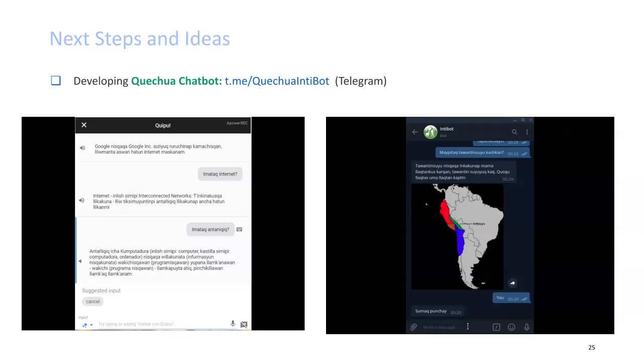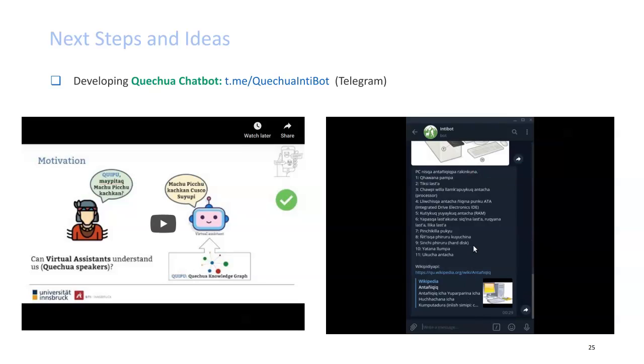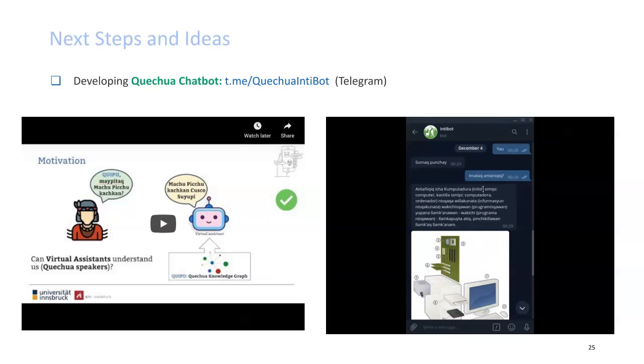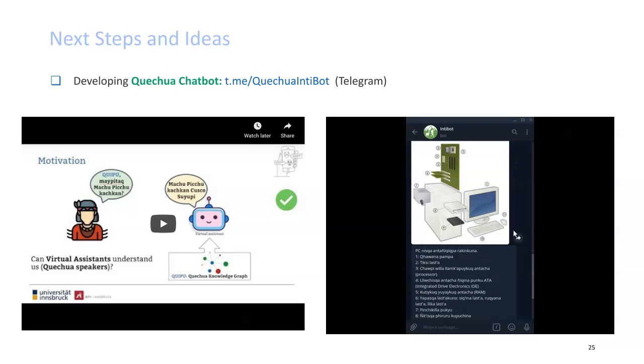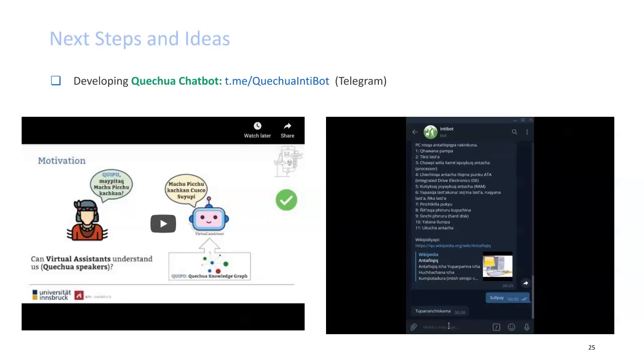The chatbot on the website was developed one year ago and it is still in development. But on the right side, you could see a chatbot that you could interact with and you could ask questions, and it could retrieve information from Wikipedia in Quechua, so you could understand and learn more vocabulary. In this case, we asked for computer and what are the parts of the computer, the components of a computer, and you could easily learn new vocabulary here. And the chatbot is also very friendly.